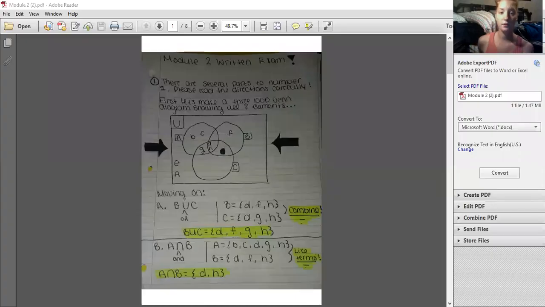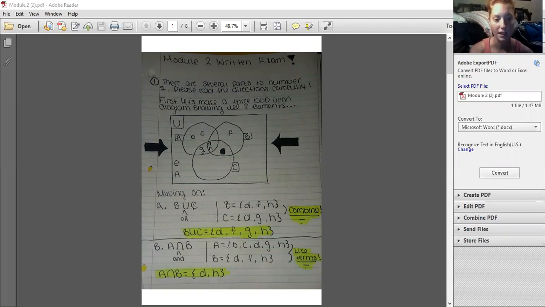Okay, today I'm going to go over Module 2 written exam. There are several parts to number 1. Please read the directions carefully. First, let's make a 3-loop Venn diagram showing all 8 of the elements. So right here is the Venn diagram that I've made with 3 loops. And there are all 8 elements, A, B, C, and universal.